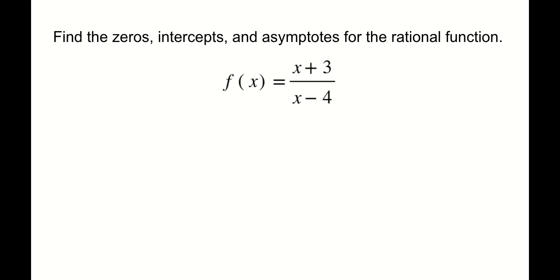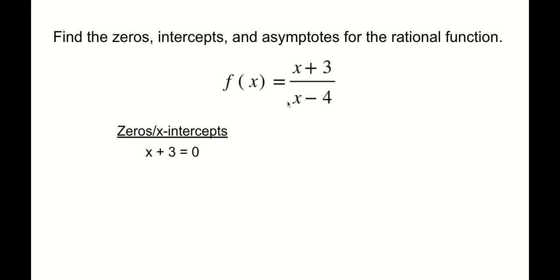Okay, so let's find the zeros, the intercepts, and the asymptotes for this rational function, x plus 3 all divided by x minus 4. Let's start with the x-intercepts. Remember, the zeros and the x-intercepts are the exact same thing. I'm going to set this equal to 0.